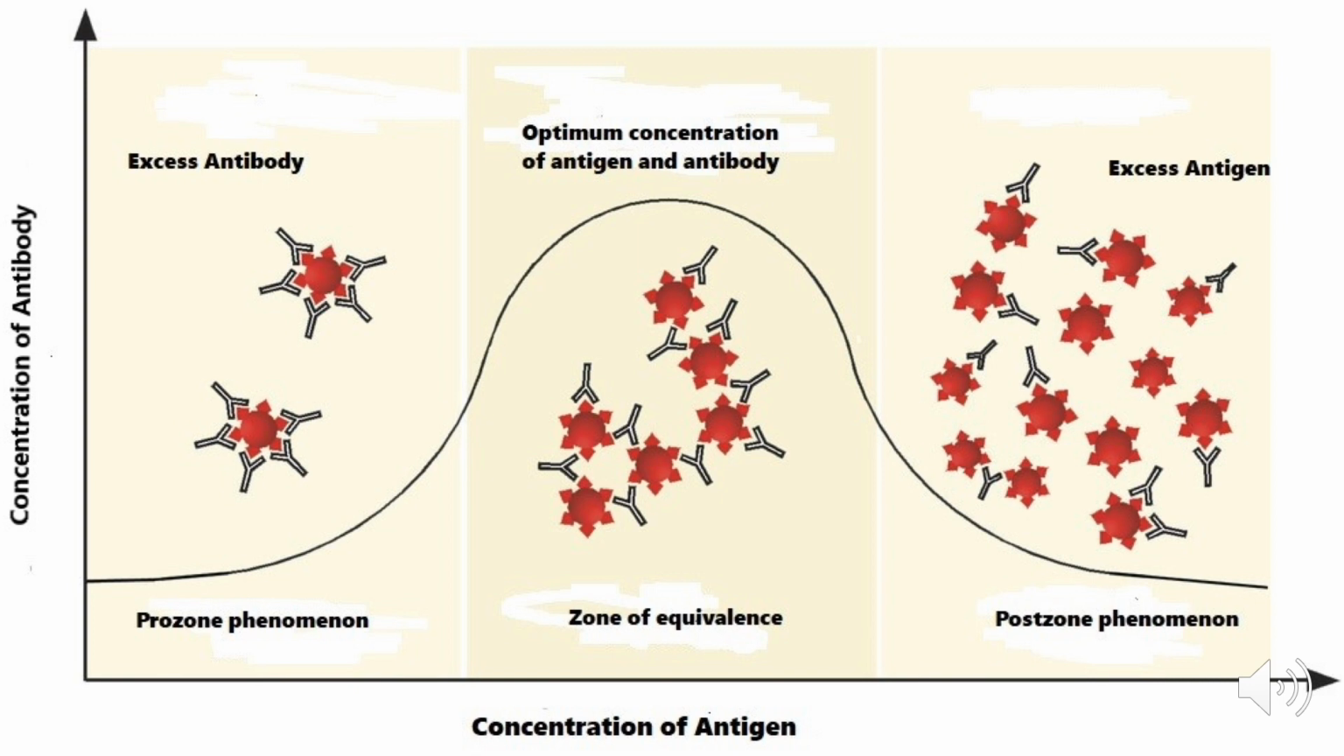So let's have a review. To correct the problem of prozone phenomenon, we just simply dilute the patient sample to lower the antibody titer. Because the problem in prozone phenomenon, there is excess antibody. To correct the problem of postzone phenomenon, we need to repeat the test days or weeks after the first testing. That is to give time for the patient to produce enough number of antibodies to achieve the optimum ratio for antigen and antibody.